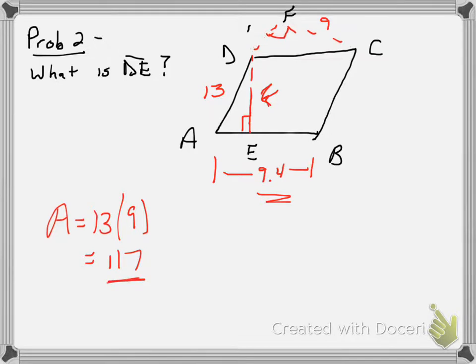Okay, once I have the area, now that's the area of this figure, I can use that to find the height here. So my area, which is 117, equals 9.4, which is my base, times my height, which is h. Divide by 9.4, I'm going to end up with h equals 12.4.